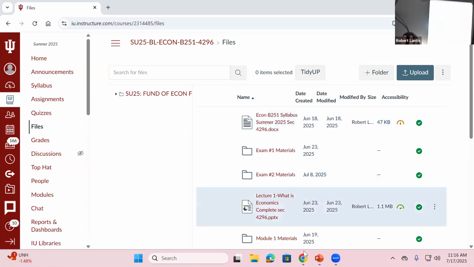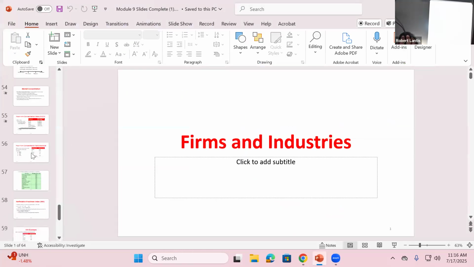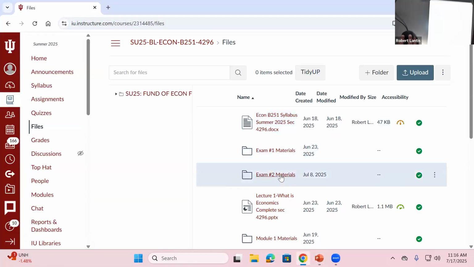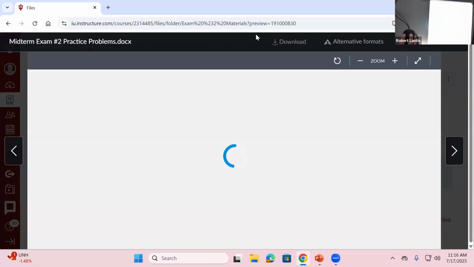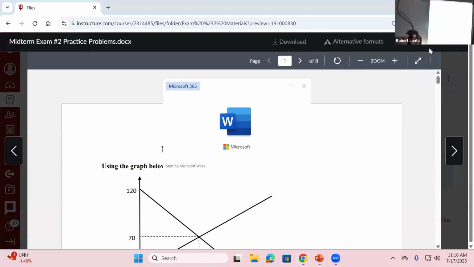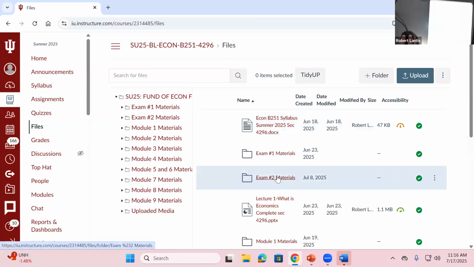So we'll finish off that Module 9 material that we didn't quite get to yesterday. It wasn't on the quiz, but we might see some of this pop up on the exam. I will also start working through these practice problems. So we'll download this, so we'll have it to work from. This is under the Files tab, exam number 2 materials.